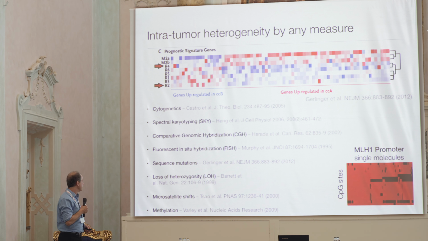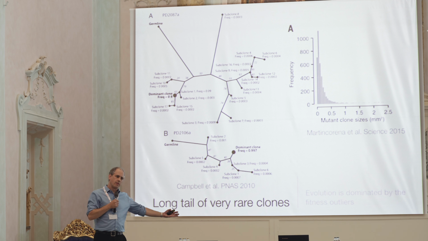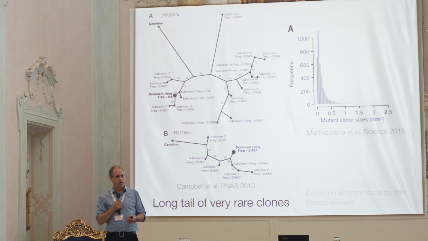Another serious problem here with risk stratification is that there's this long tail of rare clones. Another way I think about this is that evolution itself is driven by fitness outliers. And yet in oncology, we typically measure the dominant clone, whatever is the majority in the sample you have, whereas the future of that tumor is likely to be driven by a very rare clone.